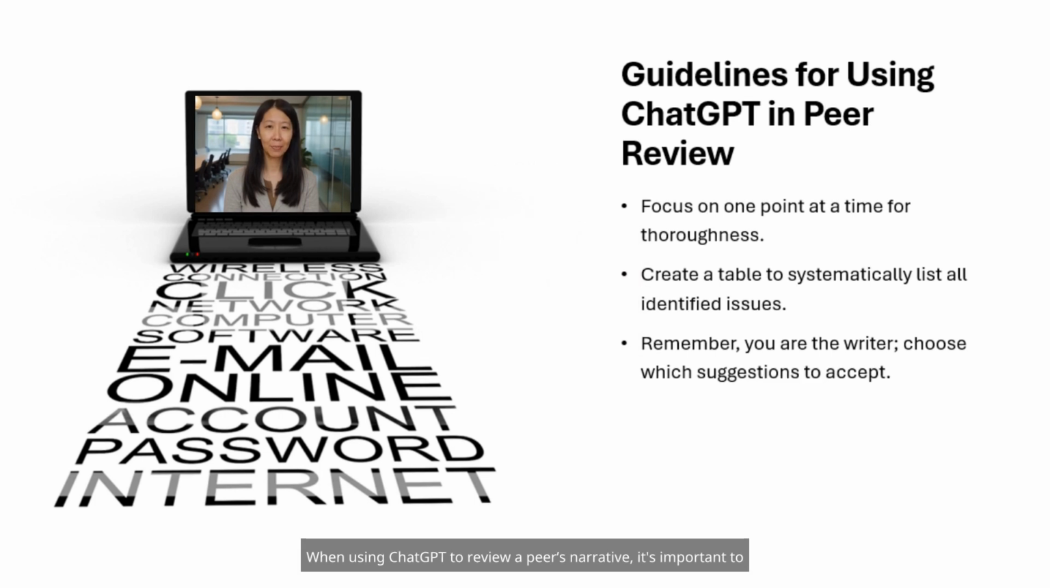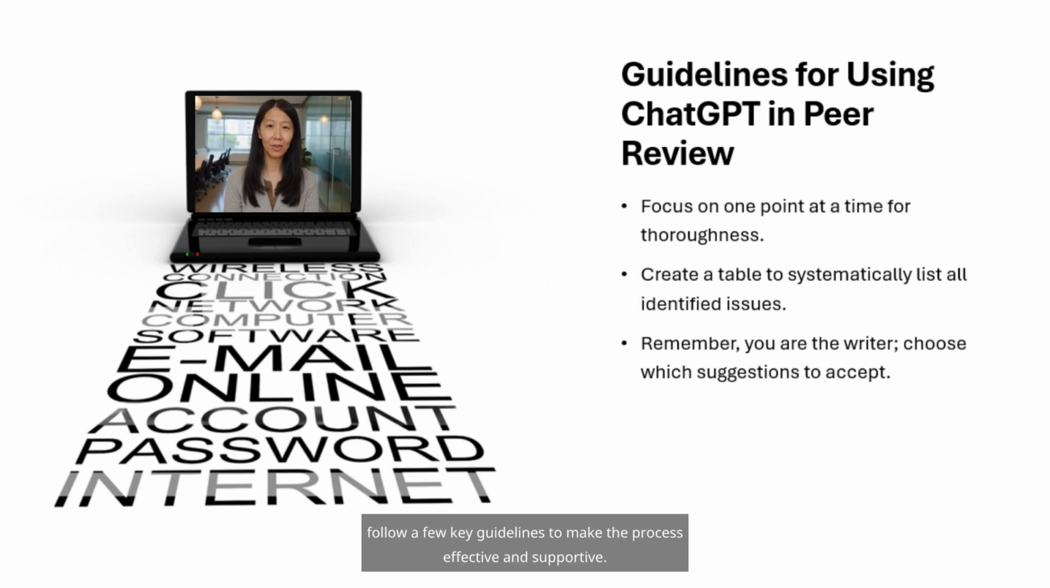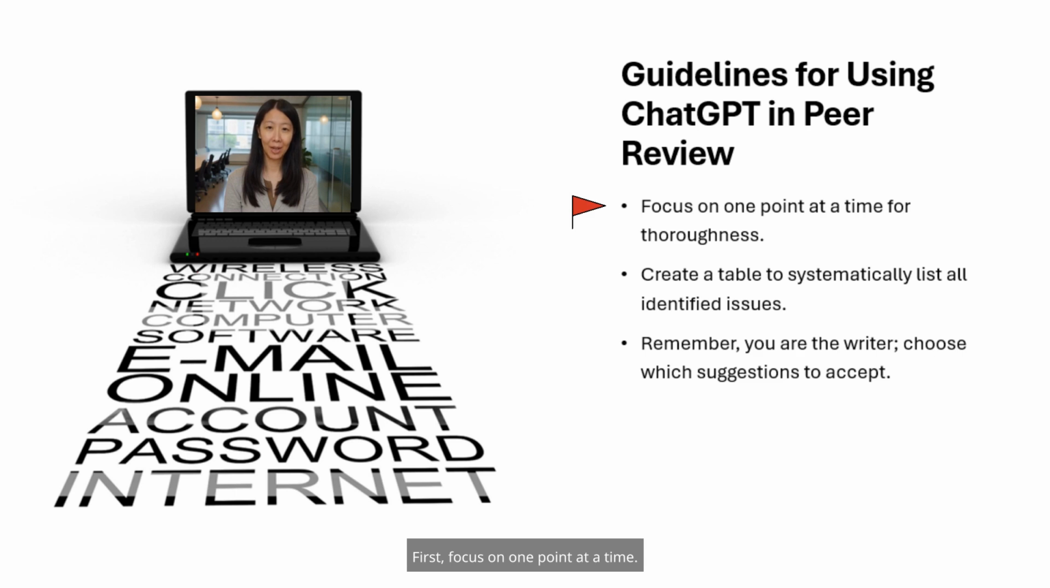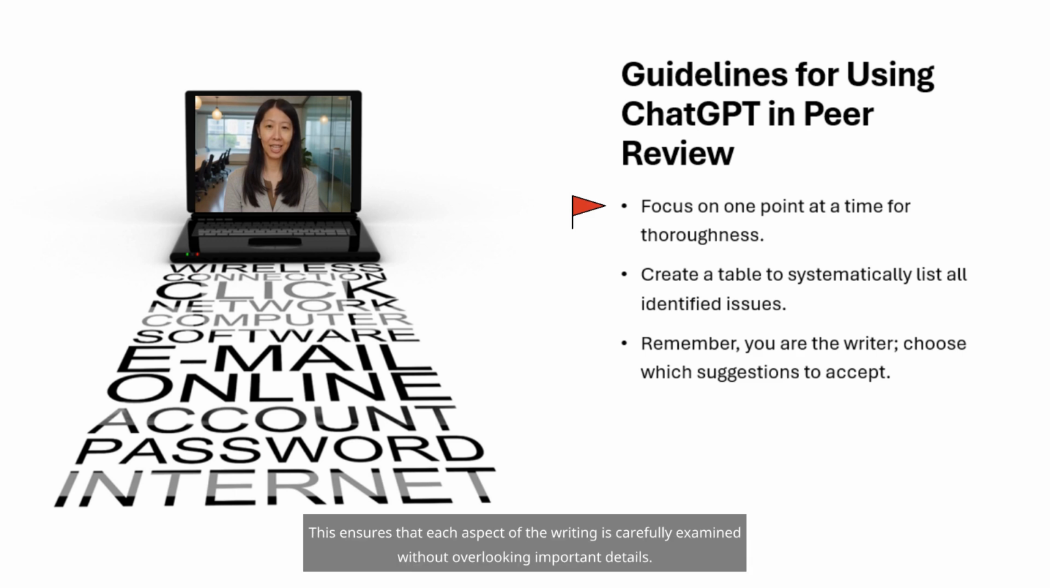When using ChatGPT to review a peer's narrative, it's important to follow a few key guidelines to make the process effective and supportive. First, focus on one point at a time. This ensures that each aspect of the writing is carefully examined without overlooking important details. Second, create a table or list to clearly organize the issues you identify. This helps both you and the writer see patterns and track changes more systematically.